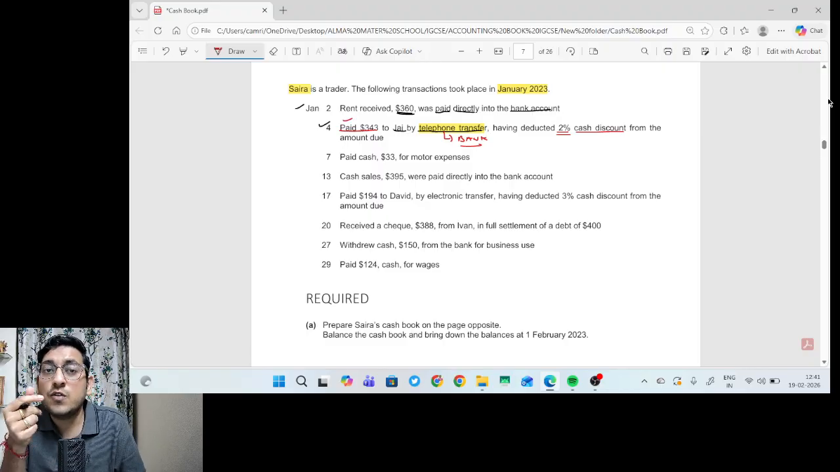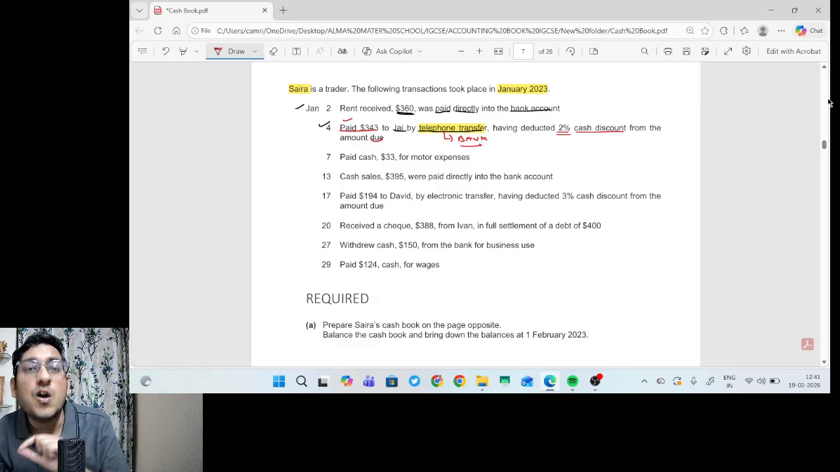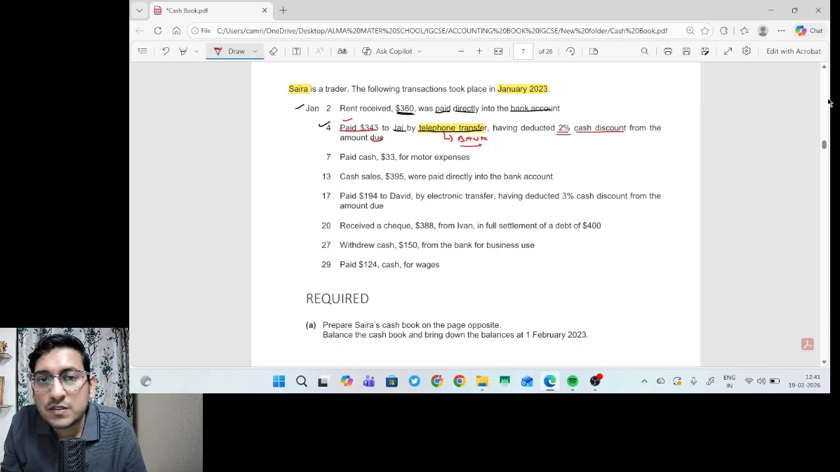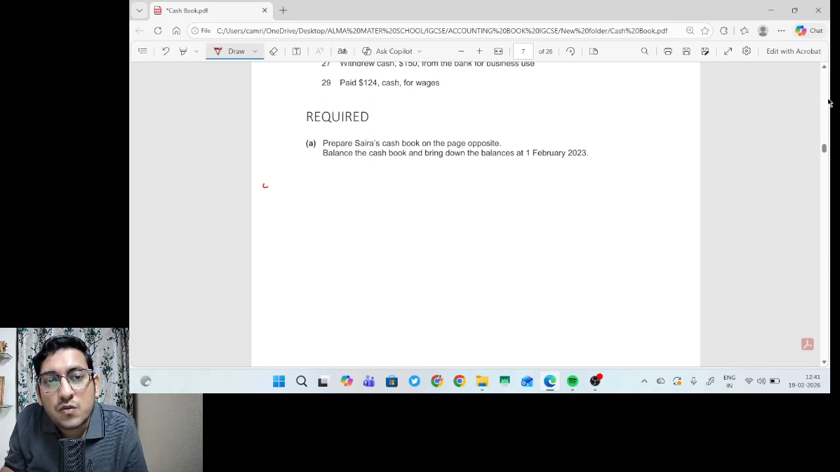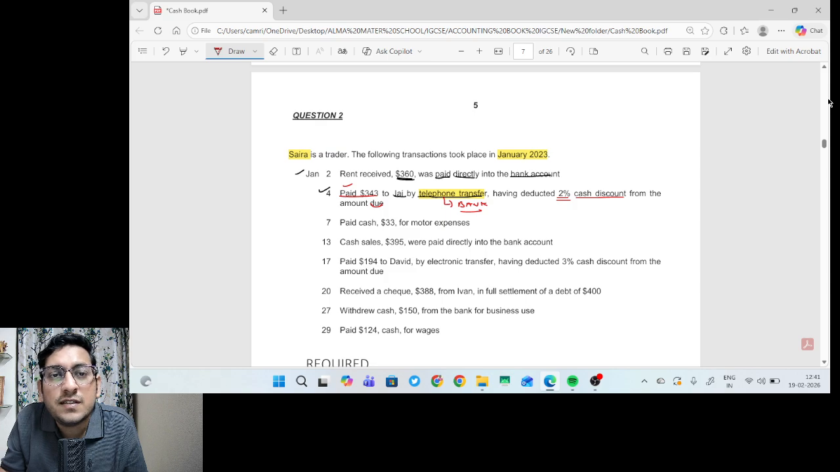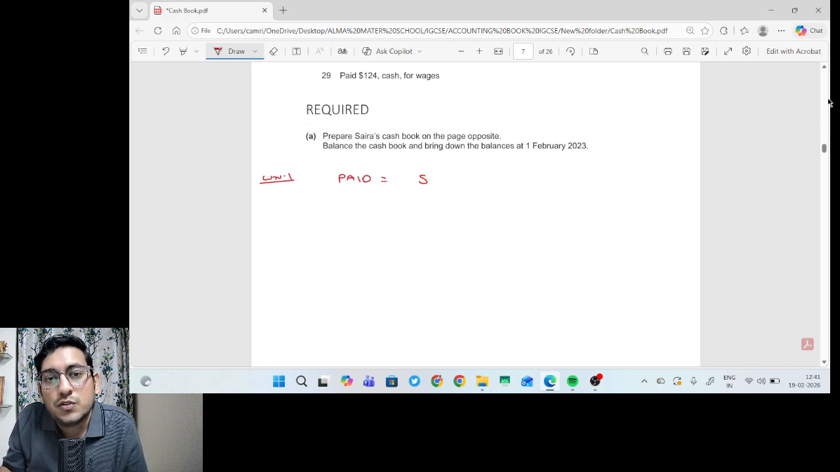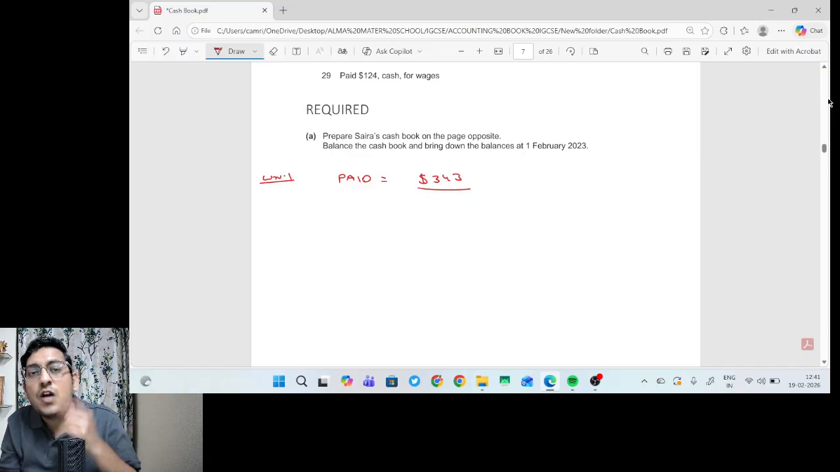So we have to first find out the due value, so that we can calculate the discount. And since we are paying, we will receive the discount, right? So first we have to find out the discount value. For that, we have been given the paid value. How much money have we paid? $343. So $343 we have paid, and that is after a discount of 2%. So can I say if the discount is 2%, my paid value will be equal to 98%, right?